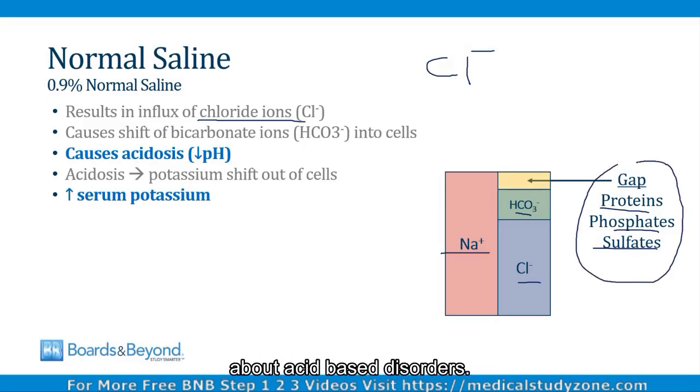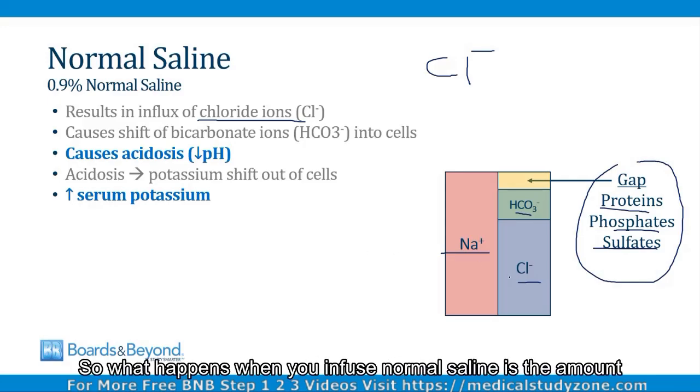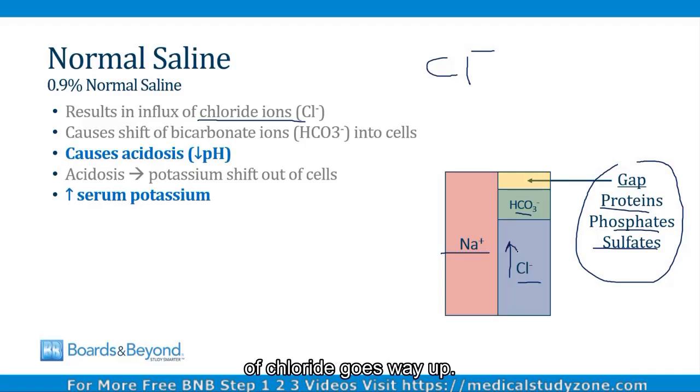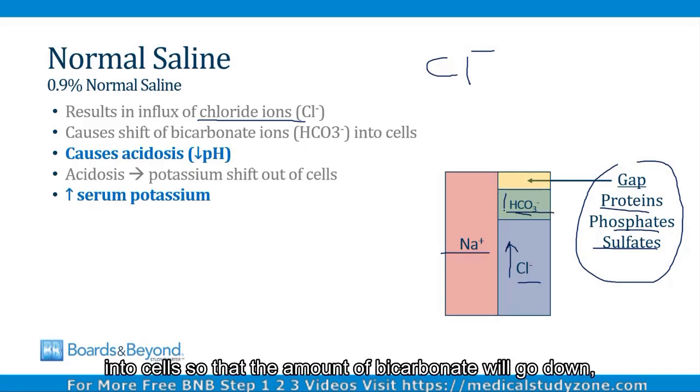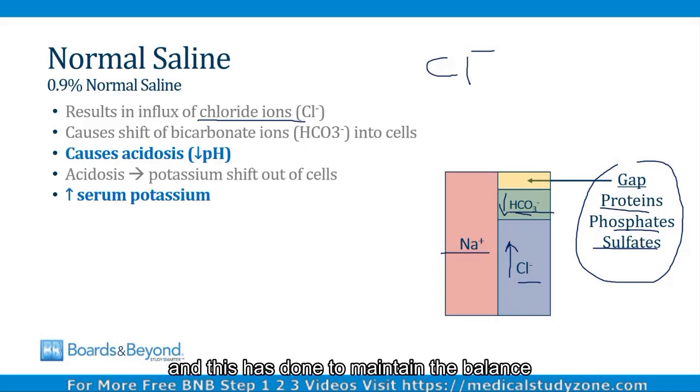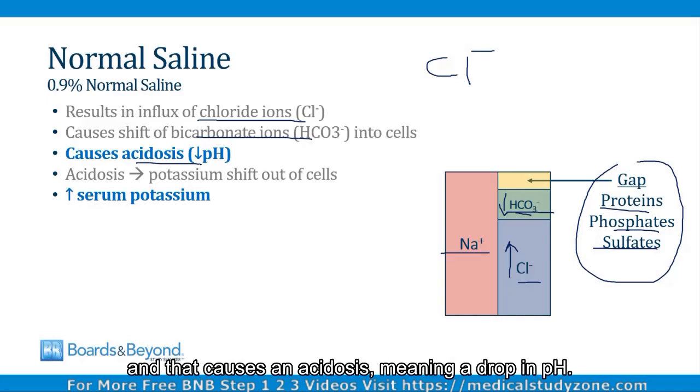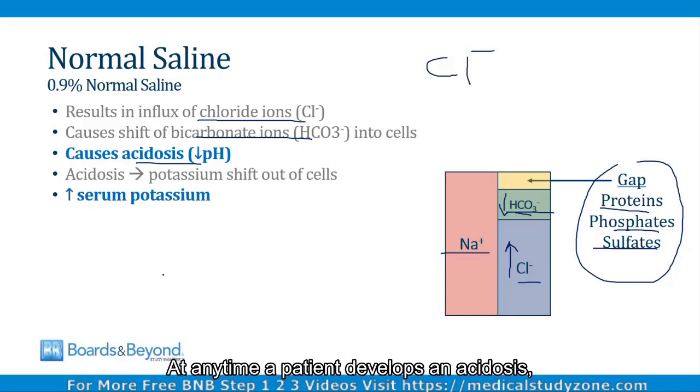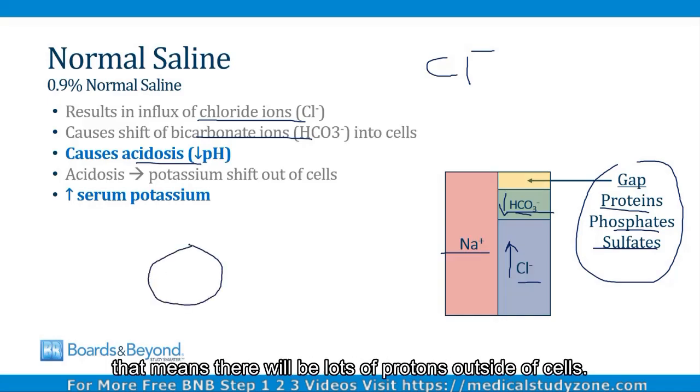and this is important when we talk about acid-base disorders. So what happens when you infuse normal saline is the amount of chloride goes way up. That's going to cause bicarbonate to shift into cells so that the amount of bicarbonate will go down, and this is done to maintain the balance between positive and negative charges. As a result, anytime you infuse normal saline, you shift bicarbonate into cells, and that causes an acidosis, meaning a drop in pH. And any time a patient develops an acidosis, that means there will be lots of protons outside of cells.